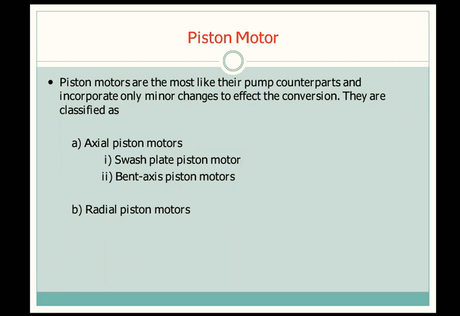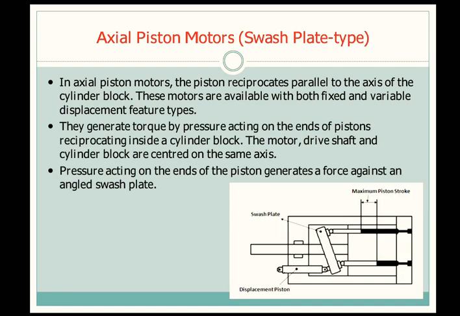Next type of motor that we are going to look at is the piston motor. Piston motors are the most like their pump counterparts and incorporate only minor changes to effect the conversion. So they are classified as axial piston motors and radial piston motors. In axial piston motors there are two types: swash plate piston motor and bent axis piston motors. So we shall see what it is. First, we shall see the swash plate piston motor, which is also called an axial plate motor. Here the piston reciprocates parallel to the axis of the cylinder block. These motors are available with both fixed and variable displacement features.